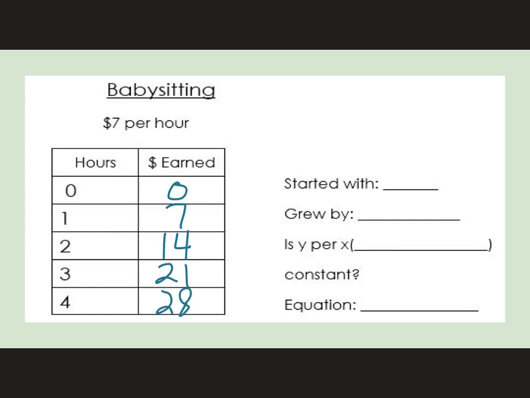So as you can see here, the relationship between the hours you babysit and the amount of money you earn is changing directly. So if you notice, it starts with 0, 0, which is important, and it grew by $7 per hour, right? So that would be your rate.